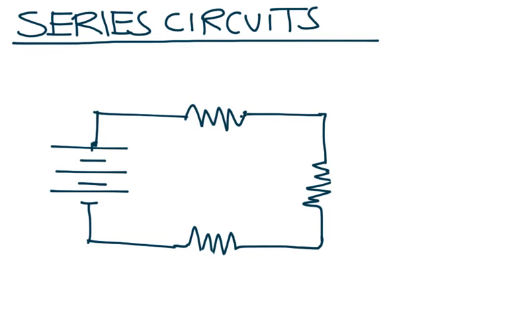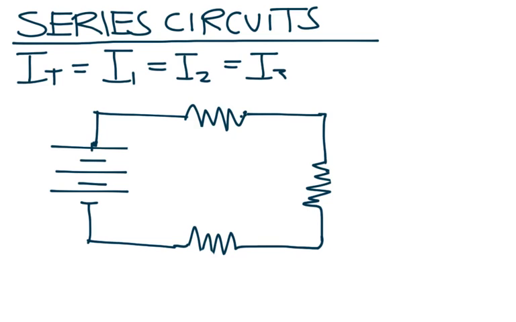Now, the next rule in series circuits has to do with the current. And we have the total current is equal to I1 equals I2 equals I3, etc.